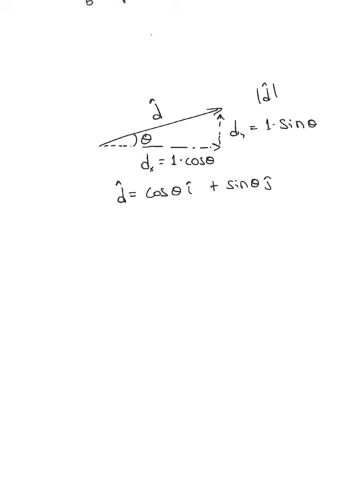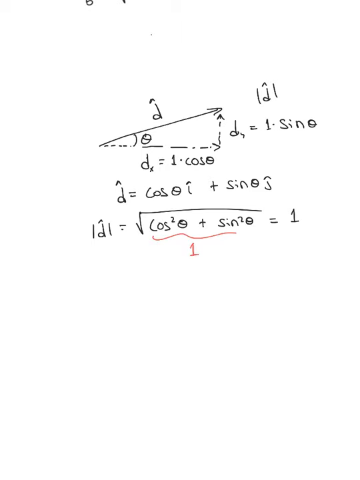And if you want to check, you can say that the magnitude of d hat equals the square root of cosine squared theta plus sine squared theta. But this here is simply a trig identity that by definition equals 1. And the square root of 1 is, of course, 1. So my d hat vector, unit vector, does in fact have a magnitude of 1. And this proves that d hat is in fact a unit vector. It has no units and it has a length of 1.